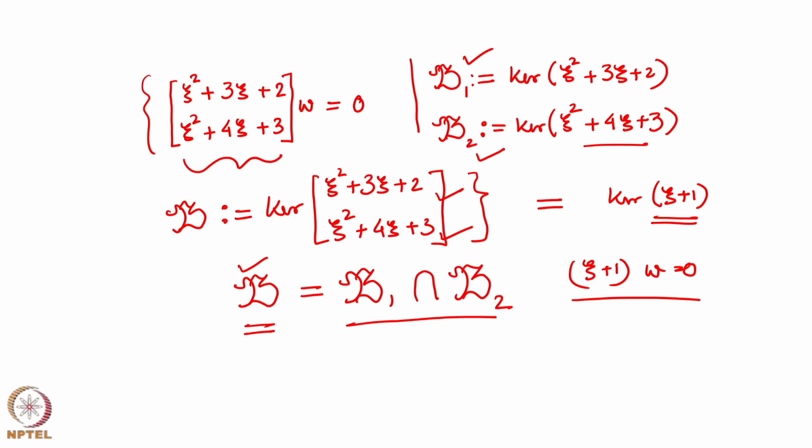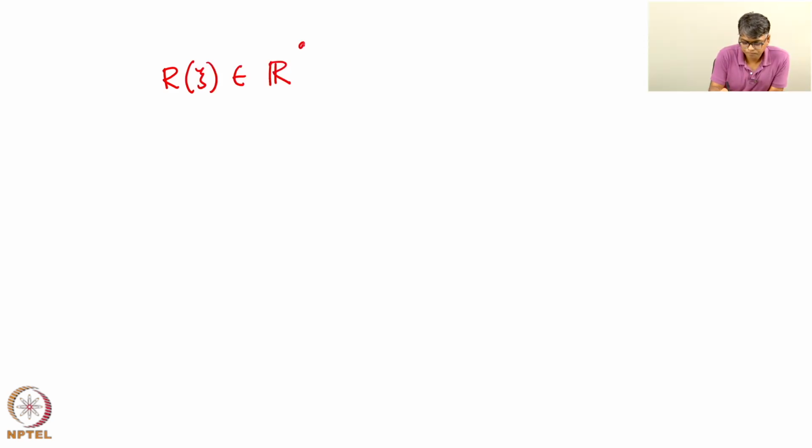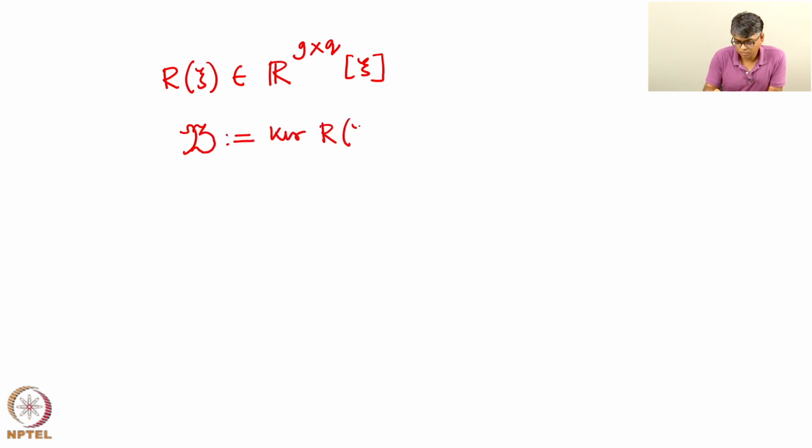This was a very simple example which was very easy for us to work out, but what will happen in the general case? Think about it. Suppose I have a polynomial matrix R(xi), okay? And then suppose I am looking at this behavior which is given by the kernel of R(xi).